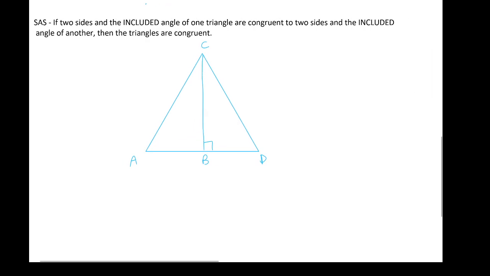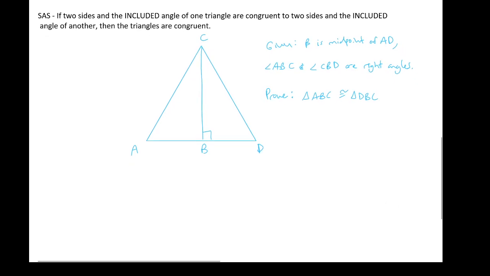And what we're given here is the following. We're given that B is the midpoint of AD. And moreover, that angles ABC and CBD are right angles. And we're going to prove these two triangles, ABC and DBC, to be congruent. Okay, the two triangles inside of the larger triangle.